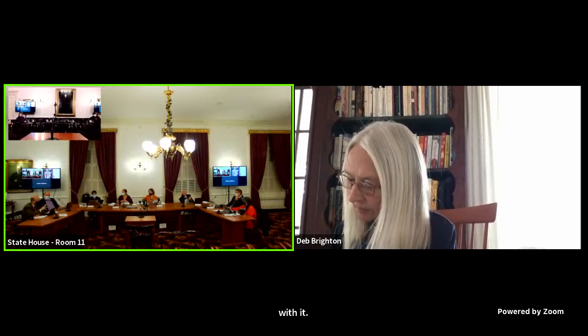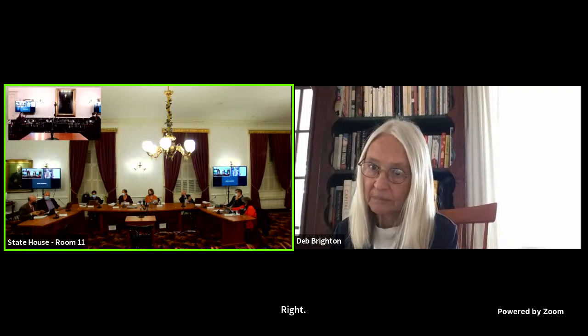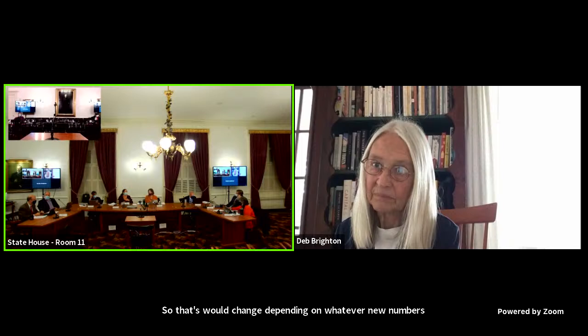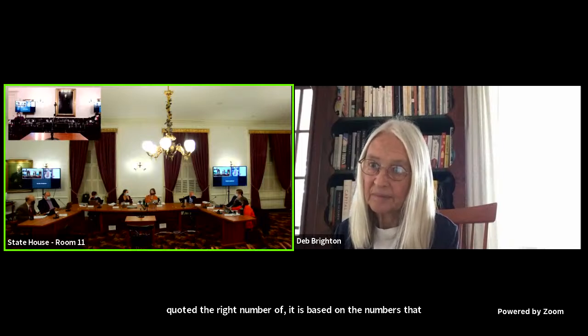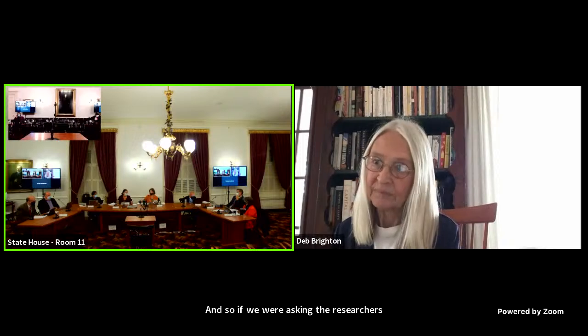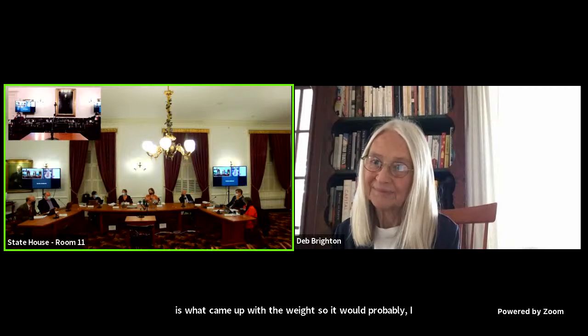Representative, yeah, when we get to that 62-38 split, that's based on the numbers that Deb backed into. So that split would change depending on whatever new numbers, quote, the right numbers. It is based on the numbers that Deb backed into, but those numbers are based on the weights. And if we were asking the researchers to come up with a number, they would be using their methodology, which is what came up with the weights. So it would probably, we all have been surprised before, but it would probably be around the same kind of ratio. Maybe a little bit different.